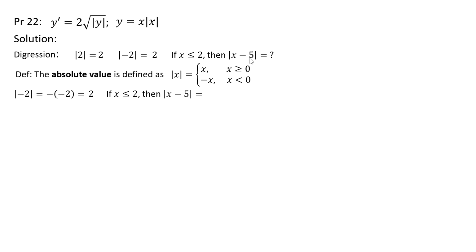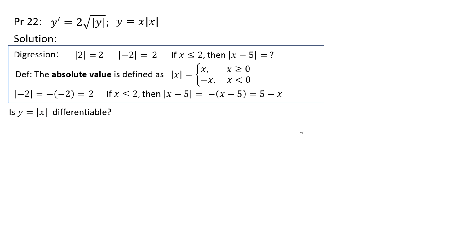Do you agree? Let me repeat that. For every value of x that is less than or equal to 2, x minus 5 is clearly negative. So absolute value of that quantity must be negative of that quantity, which makes it either negative x plus 5 or 5 minus x. Either way you can write. Absolutely essential that you understand this. Okay.